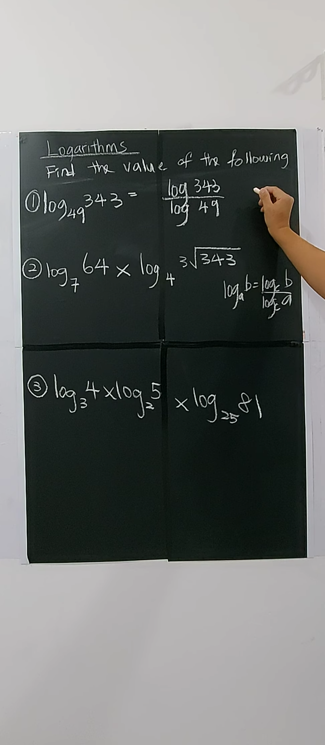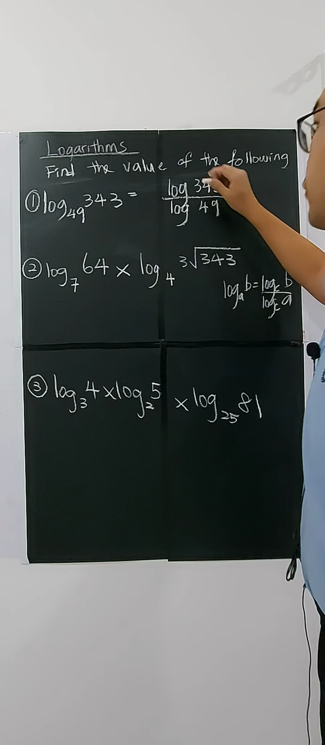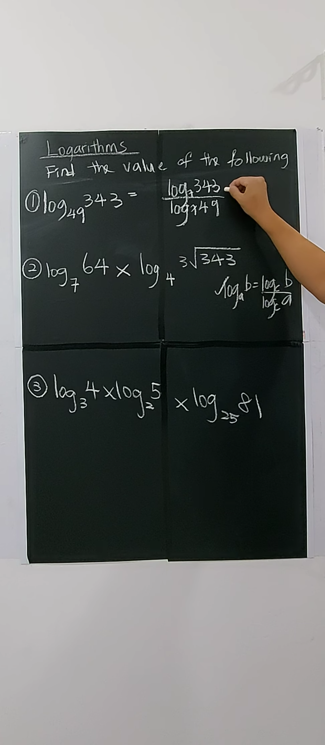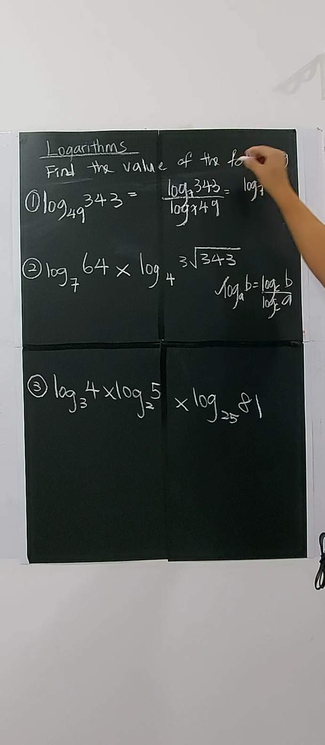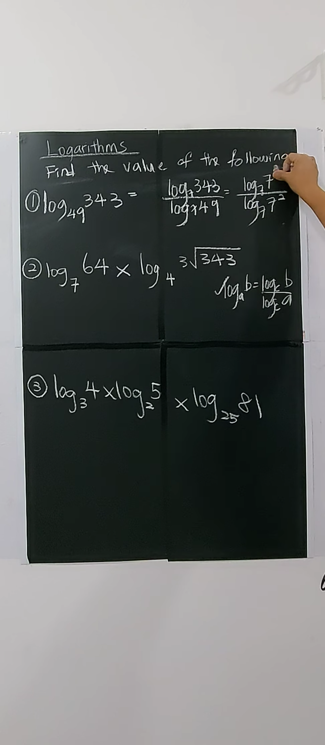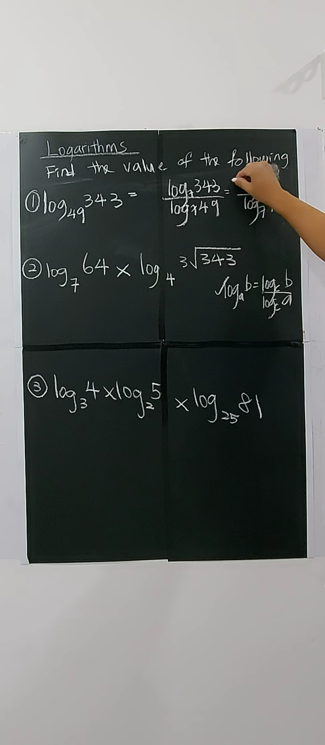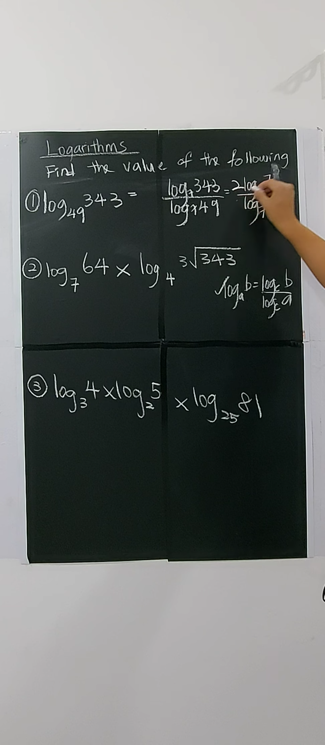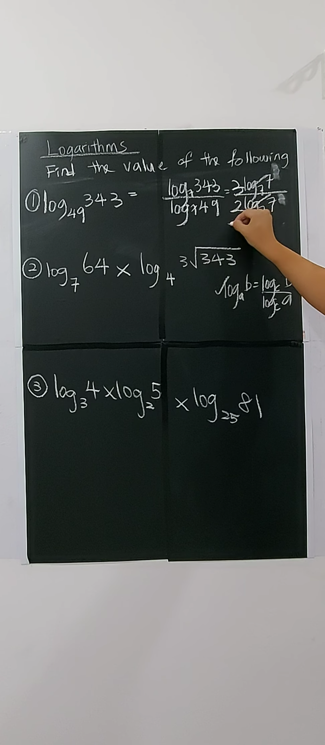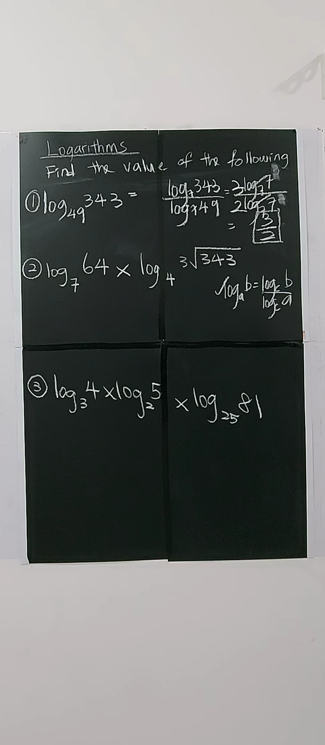Then I will choose 7. I don't choose 3 or 4, because these two have the common base, which is 7. So now I apply this formula: 343 becomes 7 to the power of 3, and 49 becomes 7 to the power of 2. Now it becomes simple, because the 3 can move to the front and the 2 can move to the front. Log 7 is 1, so they cancel out and it becomes 3/2. So I applied the change of base formula.